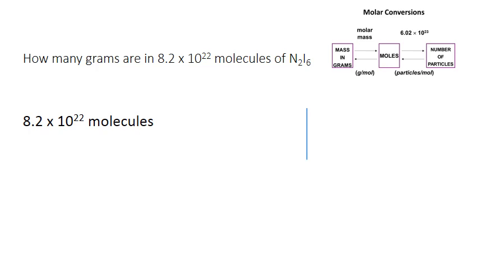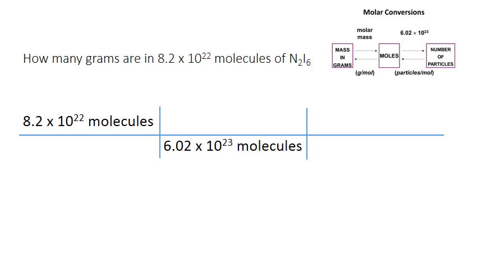So first of all, we're in molecules. We have to get to moles. So if we look right there, we can see in order to get to moles, we're going to use Avogadro's number. 6.02 times 10 to the 23rd molecules are always in 1 mole. Okay, so we're out of molecules. We're in moles right now, but we still have to go over to gram island. So we have to cross that bridge.